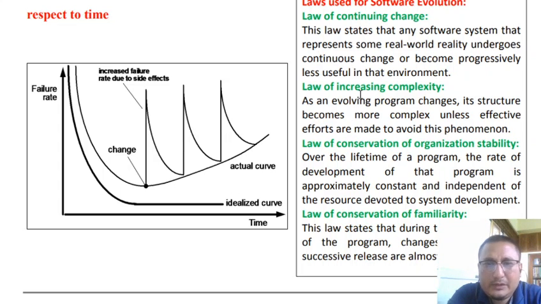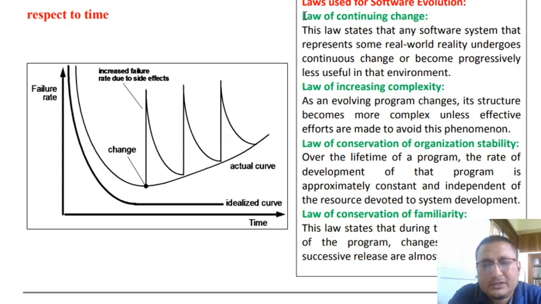Now let us try to understand a few laws of software evolution that are very much important in context to the behavior that is exhibited by the software system. Now the first law is the law of continuous change or continuing change.